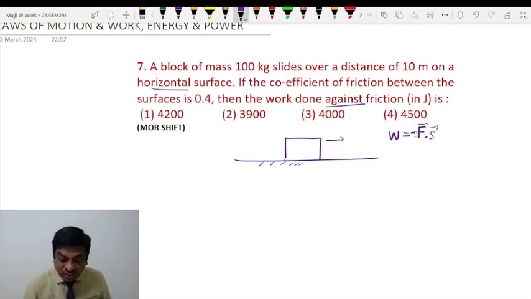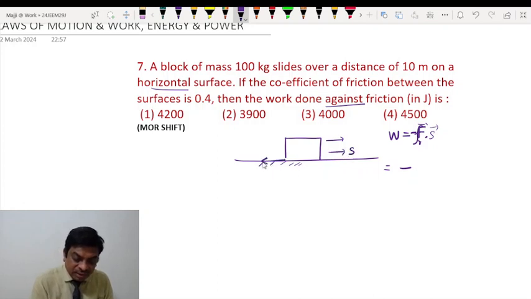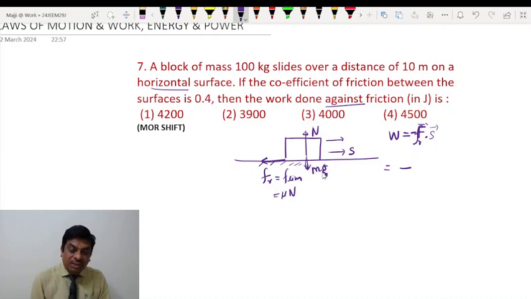But in case you are asked to find the work against a force, you have to use this formula. So Fr is friction here. Now if movement is in this direction, let us say S, then definitely friction will be in the opposite direction. And since movement is taking place, the friction will be equal to limiting friction, and limiting friction is equal to mu into N. If you draw the free body diagram, students, only two vertical forces will be there.